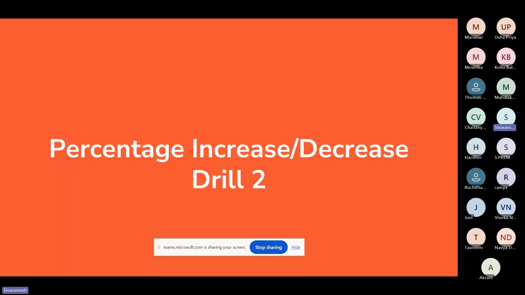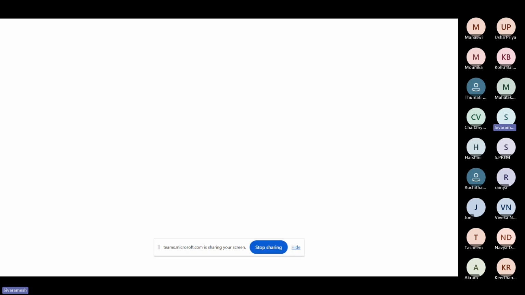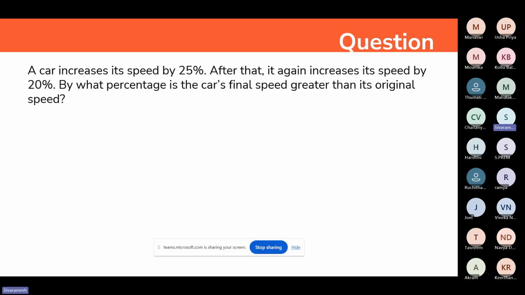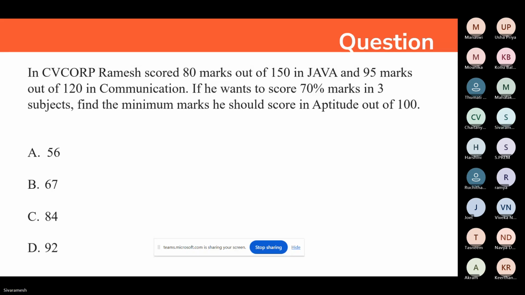Okay, so we'll go with the next concept: percentage increase and percentage decrease. What exactly do percentage increase and percentage decrease mean? Before that, we'll solve some basic questions first, and then we'll go with the concept. After solving 2 to 3 questions, we'll go with the percentage increase and decrease concept. First, can you all try this question? I'll give you 2 minutes. First try to understand the question and then try to solve it.